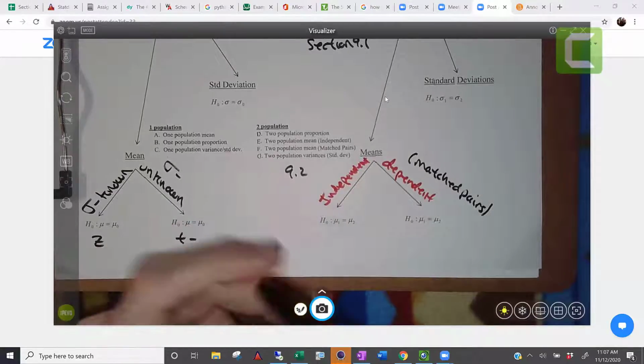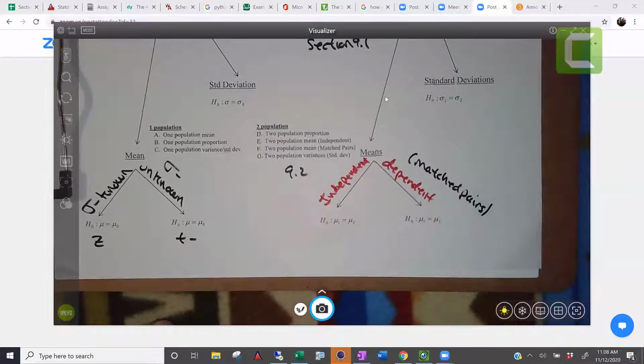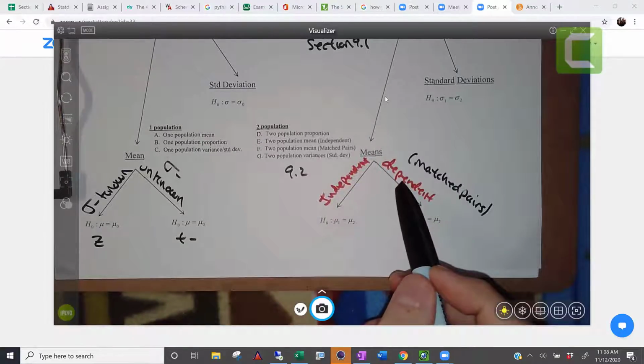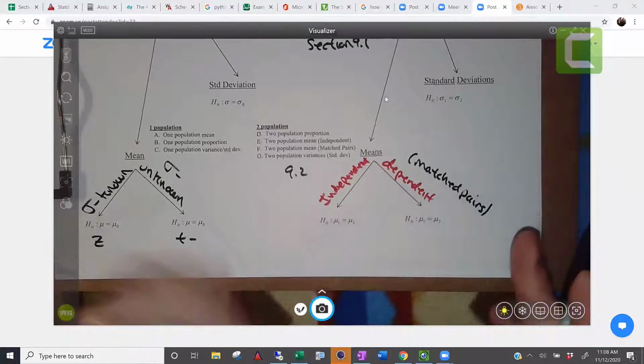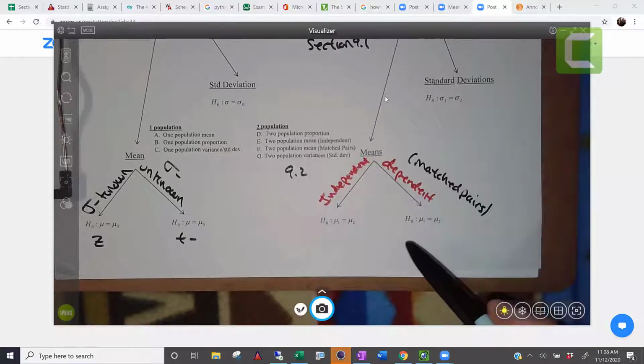And today we're going to go to the dependent case. That is, we're going to have data that's related to itself. So even though we'll have two sets of data, somehow that data is going to be related. An example would be a before and after test, where you give somebody a test on their way into a course to find out how much you know, and a test on the way out of the course.